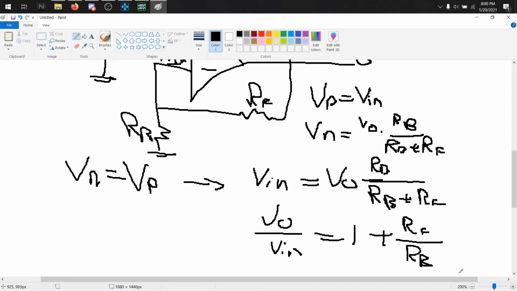Do you understand that part? Still thinking about it. Or do you want to do the KCL way? This way's easier. I don't know the KCL way. Oh, I do know it. I just don't like doing it. It's longer. You just take advantage of the fact that that's a voltage divider, and it's much easier.